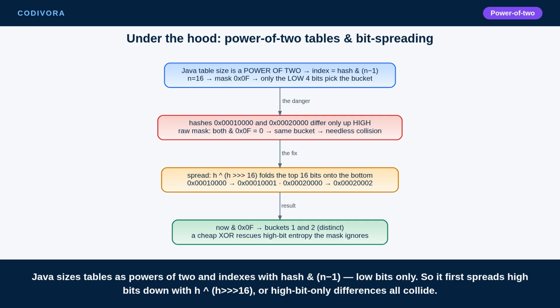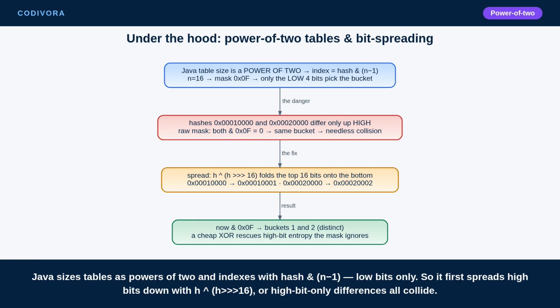One more peek under the hood. Java keeps the table size a power of 2, so instead of a slow modulo, it picks the bucket with hash & (n-1), a fast bit mask. But n-1 is just the low bits. For size 16, the mask is binary 1111, only 4 bits. So if a type's hashCode puts all its variety up in the high bits, every key masks down to the same bucket, and the map quietly degrades to linear time.